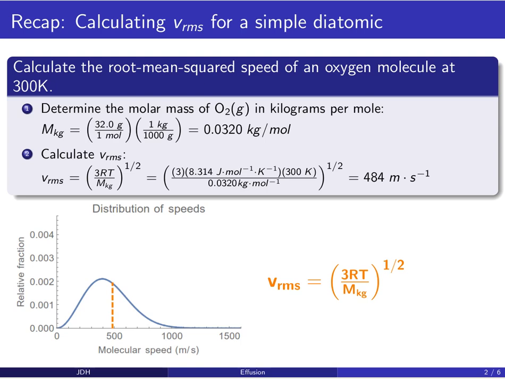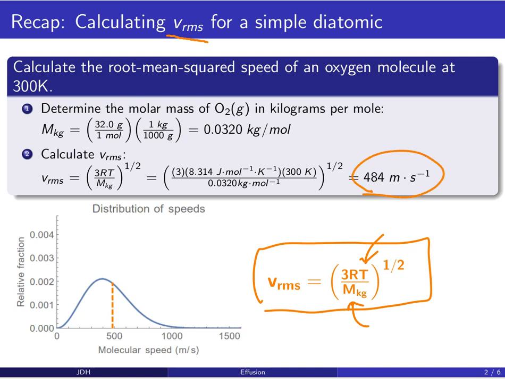All right, so specifically, I want you to recall this concept of the root mean squared velocity, or VRMS. And remember that this equation was presented, the equation that allows us to calculate the root mean squared speed for any molecule. All we need to know is the temperature and the mass of that molecule. And in the previous slide, we used this equation to predict the root mean squared speed of oxygen gas at room temperature, 484 meters per second to be precise.